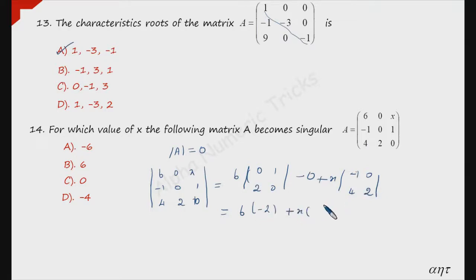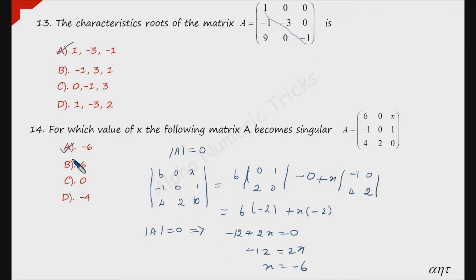So determinant A is equal to 0 given. So determinant A equal to 0 implies minus 12 minus 2x is equal to 0, or otherwise minus 12 is equal to 2x, or x is equal to minus 6. So this is the correct answer. X is equal to minus 6. When x is equal to minus 6, then the given matrix becomes a singular matrix. Okay. Next we will pass on to the next question.